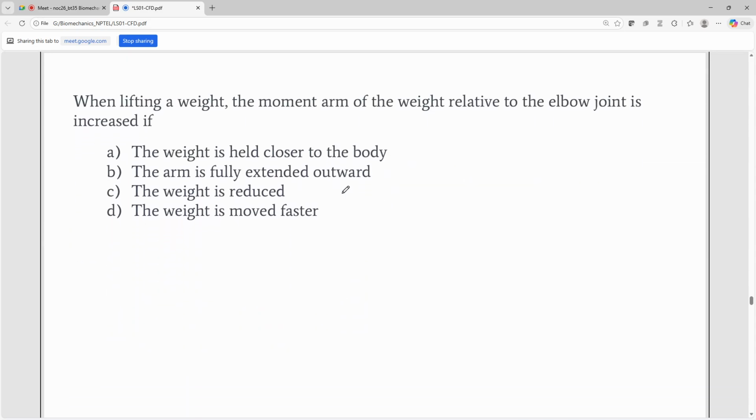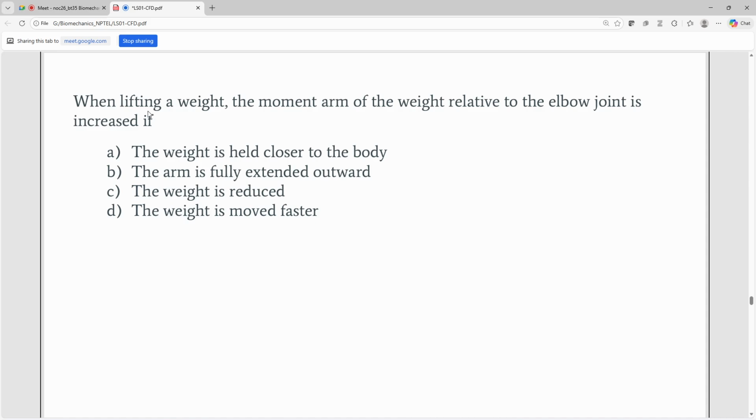Next question. When lifting a weight, the moment arm of the weight relative to the elbow joint is increased if option A, the weight is held closer to the body. Option B, the arm is fully extended outward. Option C, the weight is reduced. Option D, the weight is moved faster.